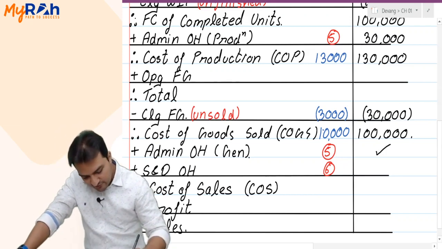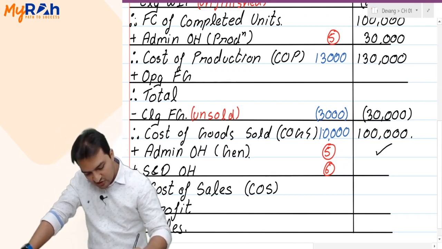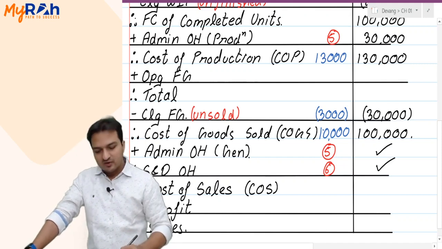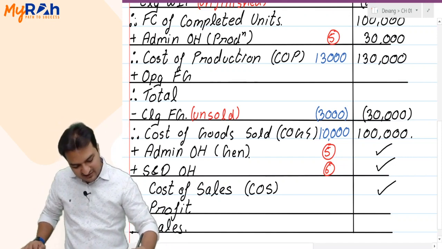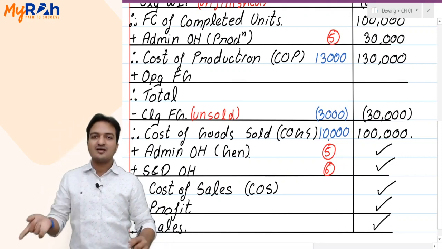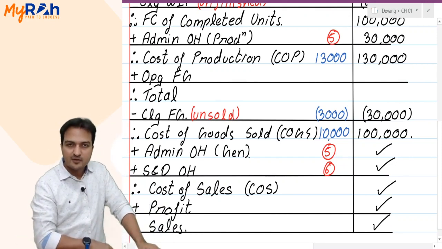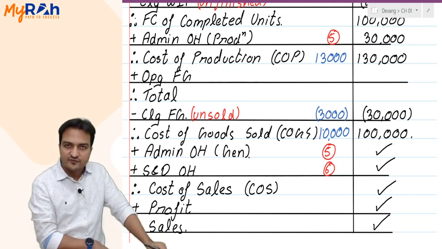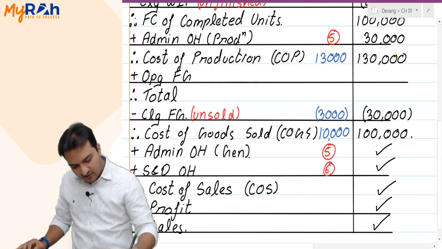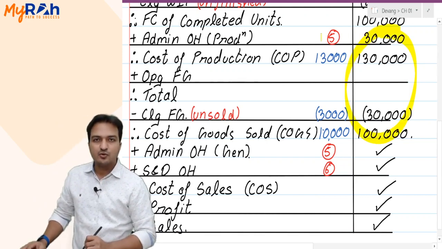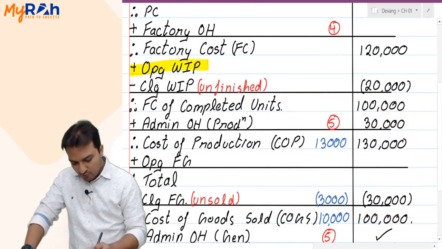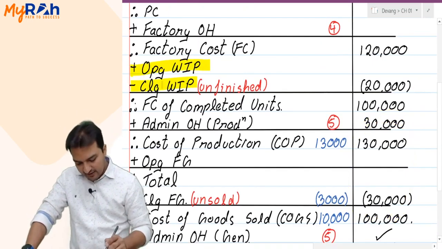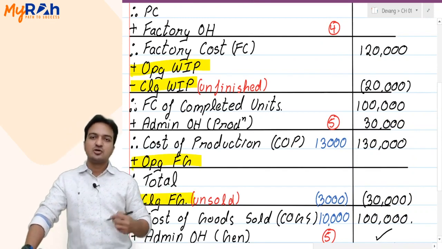Whatever general admin overheads I add here, plus selling overheads I add over here, will give me my cost of sales. And on this cost of sales, plus profit will give me sales, or compare with sales will give me the profit. This will be my general format of the cost sheet. As of now, I have just taken some hypothetical figures over here to explain the adjustment of stock, opening and closing WIP adjustment, and opening and closing finished goods adjustment.